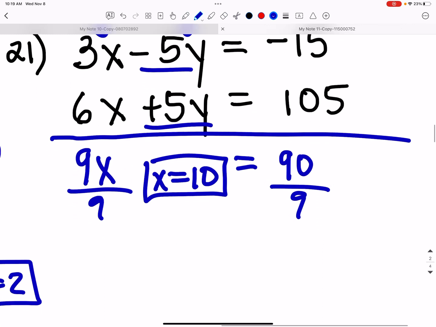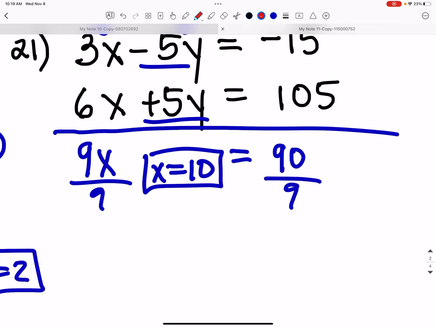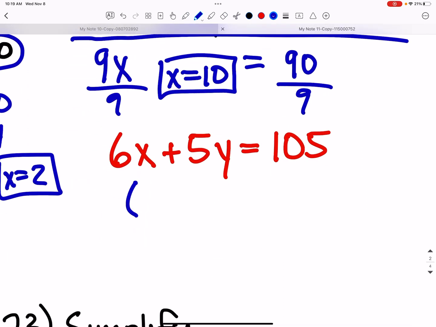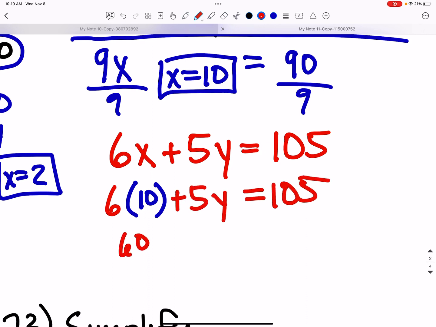But I have to figure out what y equals. I'm going to take either equation, but I'm going to take this one since there's no negatives in it and just work with it. 6x's plus 5y's equal 105. But now I know that x's are 10s. So 6 times 10 plus 5y's equal 105. 60 plus 5y's equal 105. I'm going to make my teams.